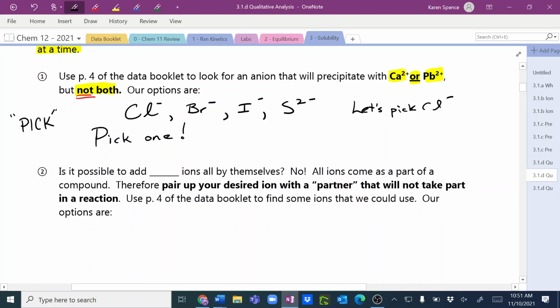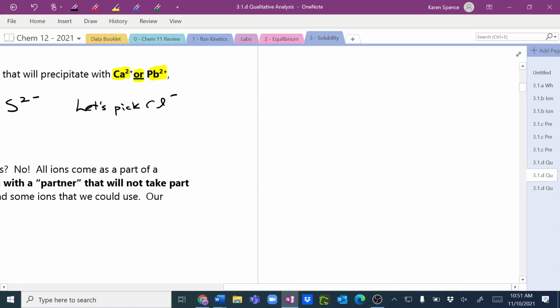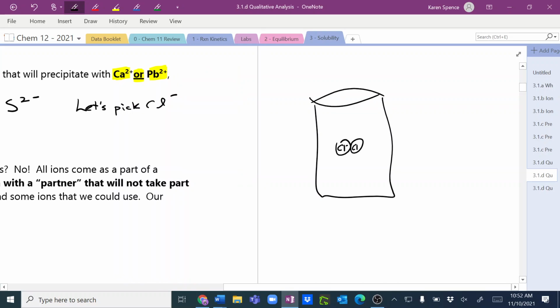This step you can call pick. So pick an ion that precipitates only one of the two. Before you do anything with it though, could you go into the back room and find a jar that contains only chloride ions? Does that seem likely? What's wrong with this picture?